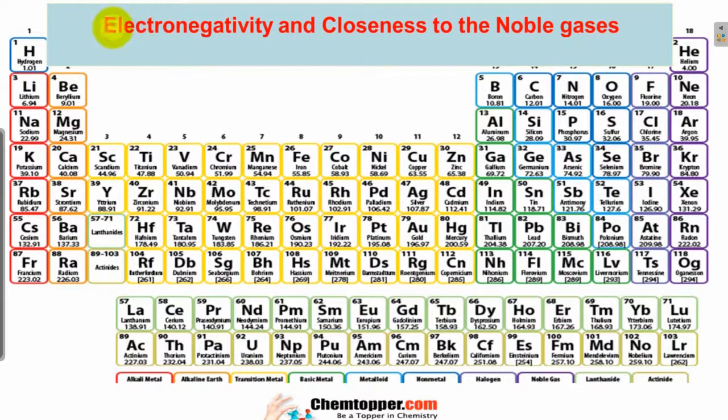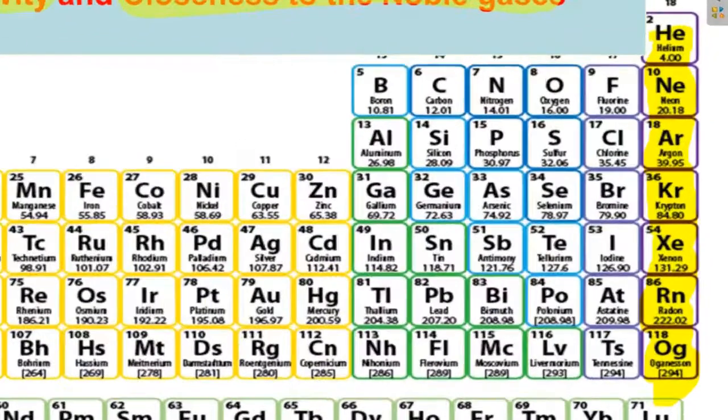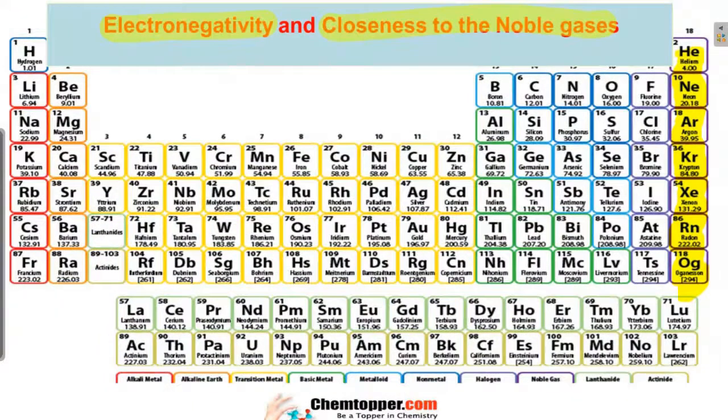We'll discuss the second important factor which controls the electronegativity, and that is the closeness of the element to the noble gases in the periodic table. Noble gases are on the extreme right side of the periodic table. In general, the periodic table can be divided into two major parts, metals and non-metals. Non-metals are on the right side of this line. Metals are on the left side of this line.